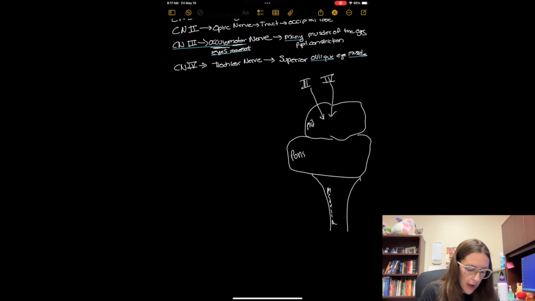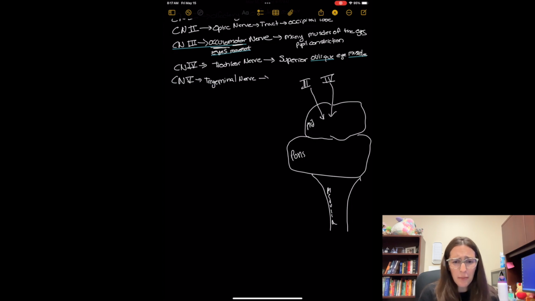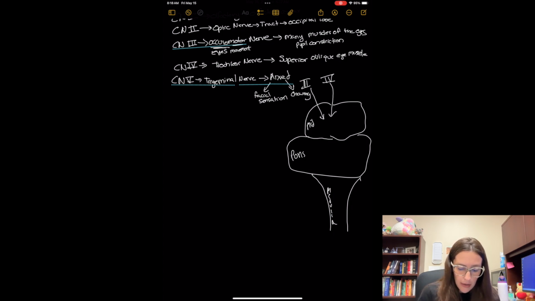Now we have cranial nerve 5, or the trigeminal nerve. And the trigeminal nerve does many things. It's a mixed nerve, and so it's mixed between facial sensations and chewing. So it's one of the ones that gets numbed when you go to the dentist. And it's going to go depending on what aspect of the trigeminal nerve we're talking about. It can go really to any of these regions, right, to communicate what's going on.